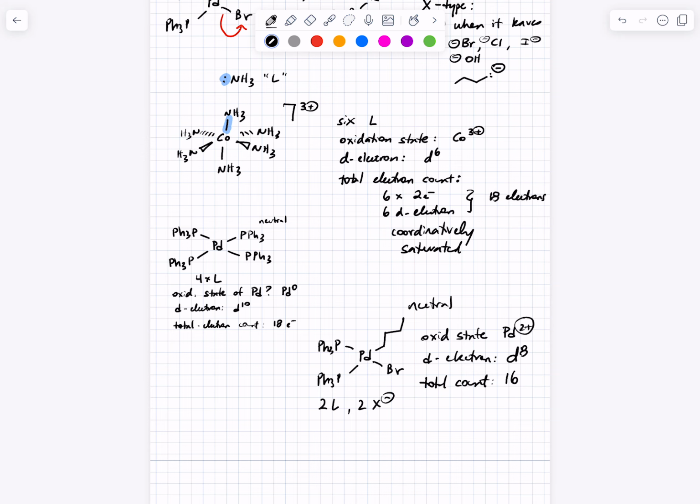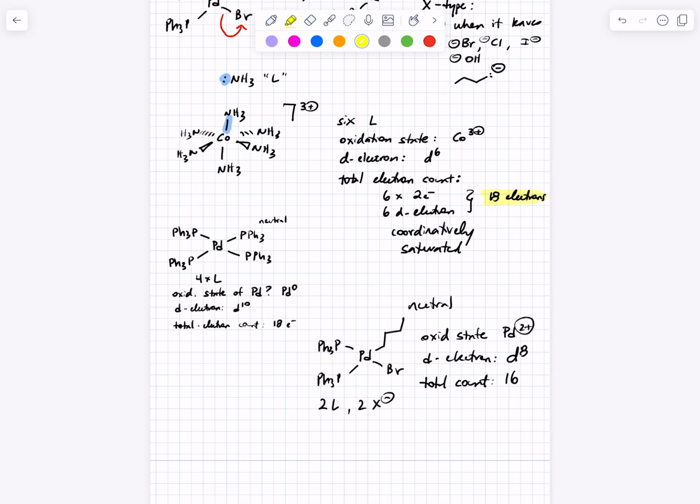So what counts as saturated? The limit on these complexes is 18 electrons. If it's 18, if the total count is 18, it's coordinatively saturated. That means there's no room for an additional ligand. Yes? When you do the math for calculating the total number of electrons, is it always going to be 2 electrons per ligand? Yeah, it's always going to be 2. When you do the math to do total electron count, each metal ligand bond is 2 electrons.